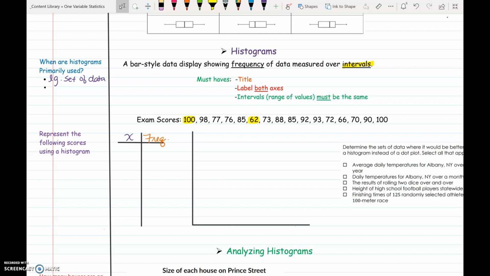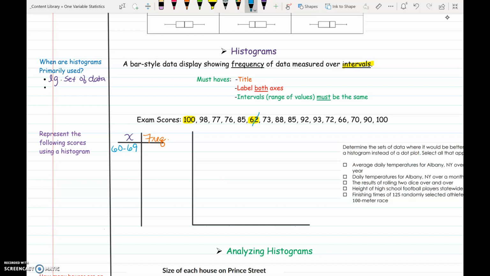All right, so let's see. What if we number by tens? So I'll pick nice numbers. So I'm going to start at 60. So think about it. If we're numbering by tens, that's 60 to 69. If you don't believe me, count on your fingers. 60, 61, 62, 63. Yep, that gives you 10. I don't know why that always throws people. So how many are there from 60 to 69?